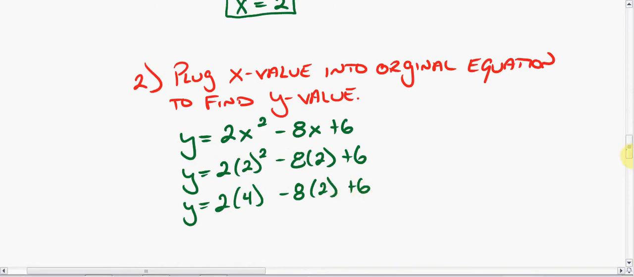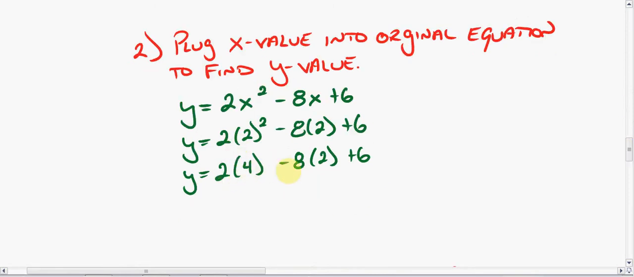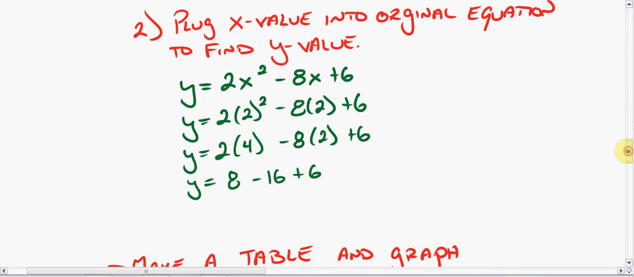Then I look for multiplication and division. I have 2 instances of multiplication. So 2 times 4 is 8. Negative 8 times 2 is negative 16. Drop down the plus 6, and I do addition and subtraction from left to right.